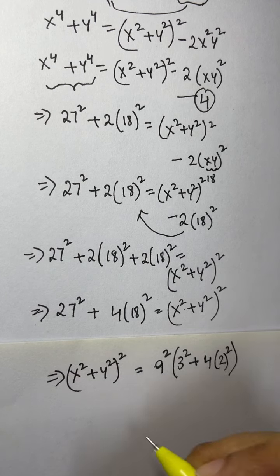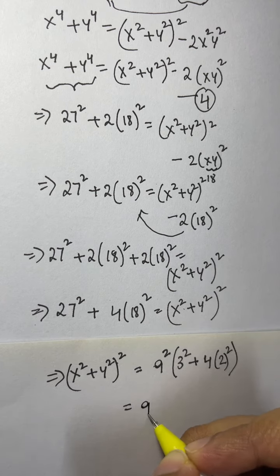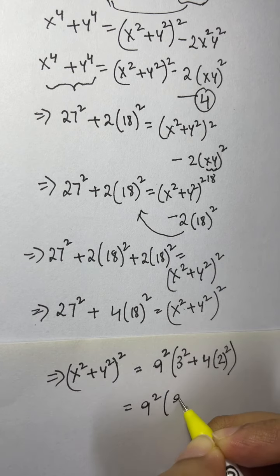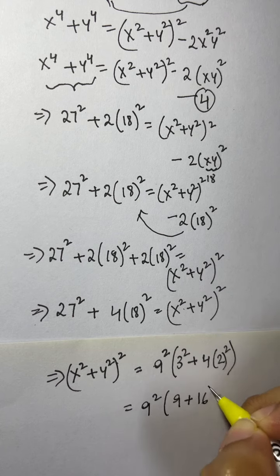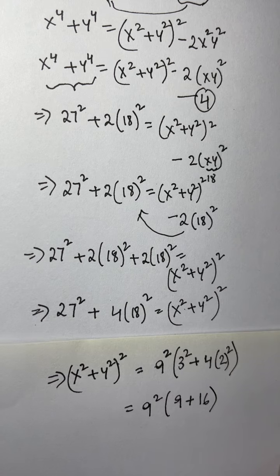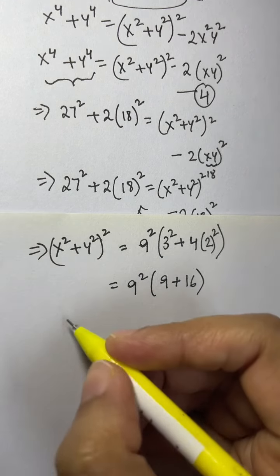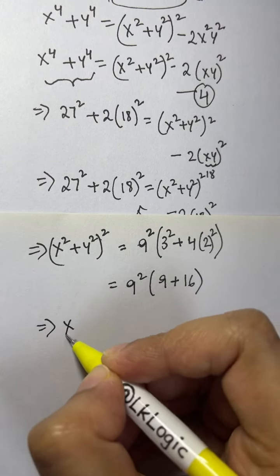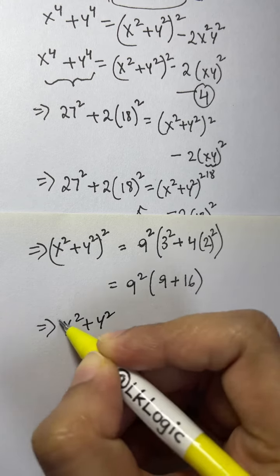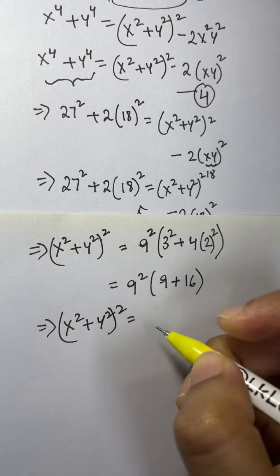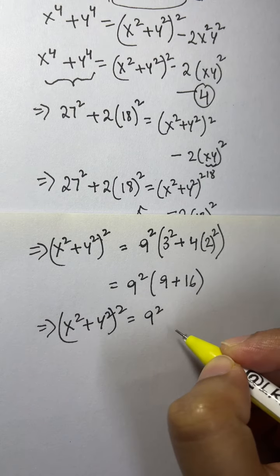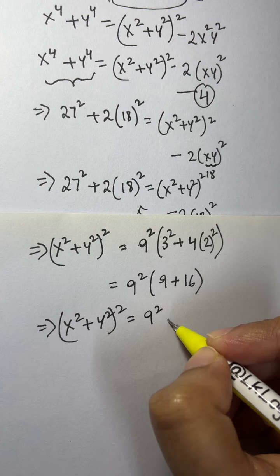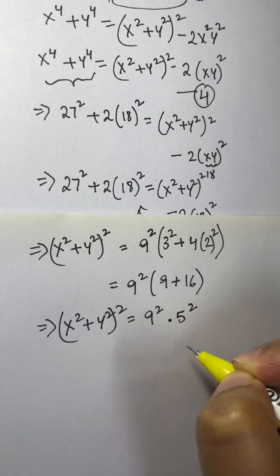Alright, so what is next? We have 9 squared. 3 squared is 9, plus 2 squared is 4, 4 times 4 is 16. 16 plus 9 is again 25. So what do we get? x squared plus y squared, the whole square, is equal to 9 squared times 25, which is 5 squared, isn't it?